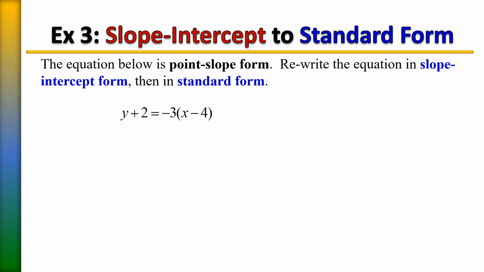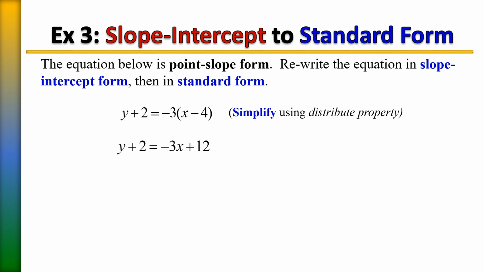So the first thing we want to do is, on the right side, use the distributive property here. We want to distribute that negative 3 to both terms that are inside the parentheses. So that's going to be negative 3 times x, which is negative 3x. Negative 3 times negative 4. Remember, a negative and a negative multiplied together will be a positive, so that's positive 12.